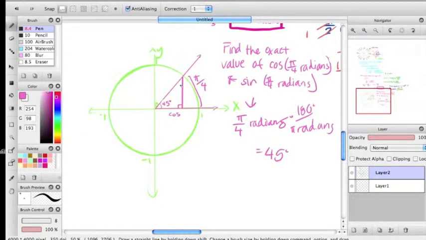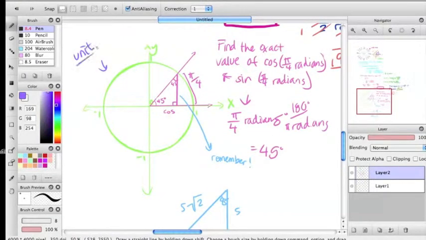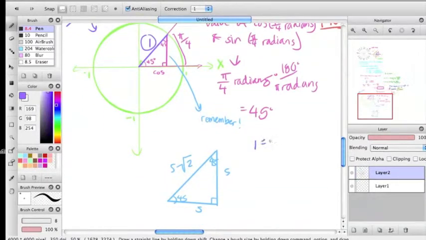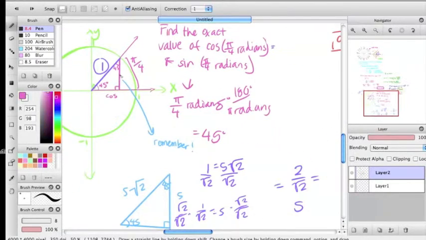Now we can draw a 45-45-90 triangle. The legs of the 45-45-90 triangle are the same, and the hypotenuse is the leg times root 2. Since this is a unit circle and the radius of a unit circle is 1, the hypotenuse of this triangle is also 1. So from this, we can figure out that both legs are root 2 over 2.